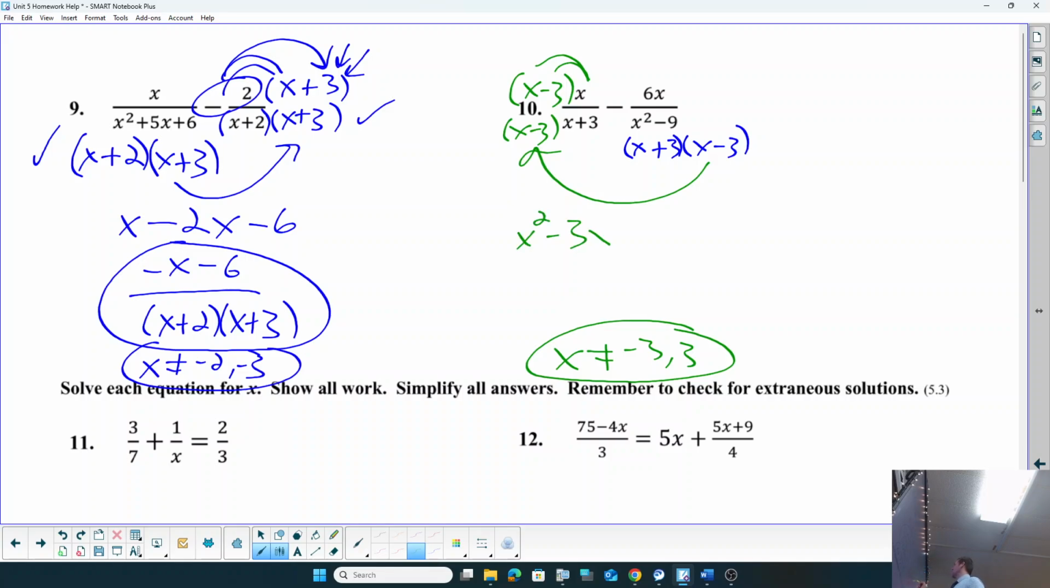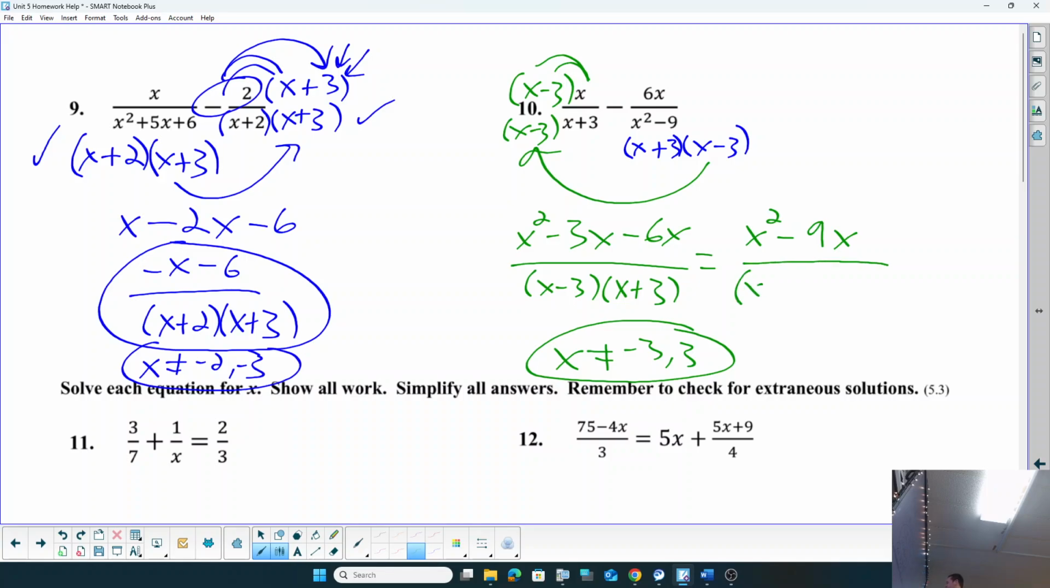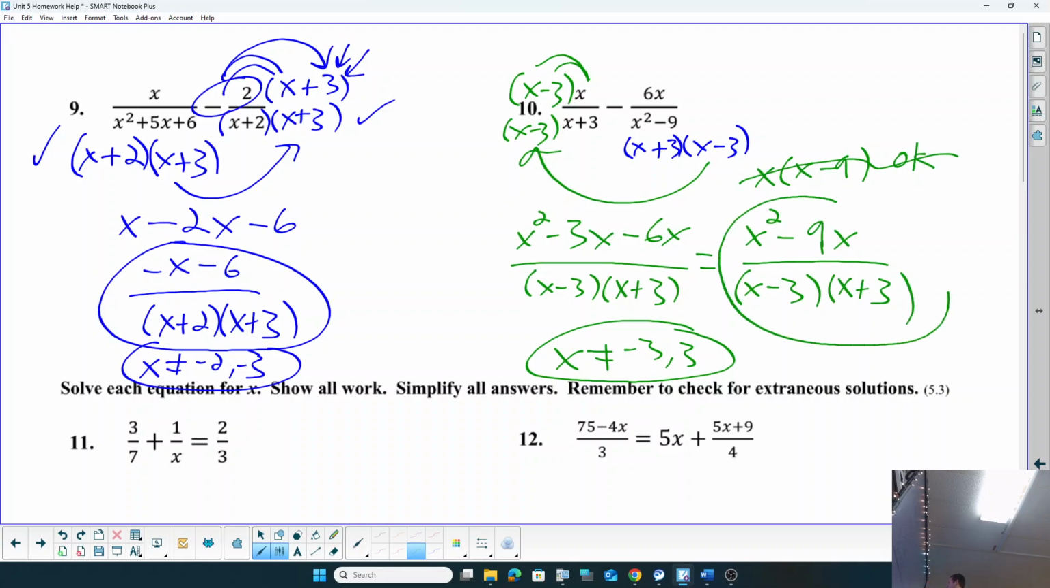So x squared minus 3x minus 6x all over x minus 3 and x plus 3. And we can combine the x squared minus 3x minus 6x, and we get x squared minus 9x, all over x minus 3. Oh no! Can you reduce it more? I don't know. Can you reduce it more? Pull out an x. No, it's just x minus 9, so we're okay. Cannot cancel the top and bottom. We're okay. So we can circle that as our answer.